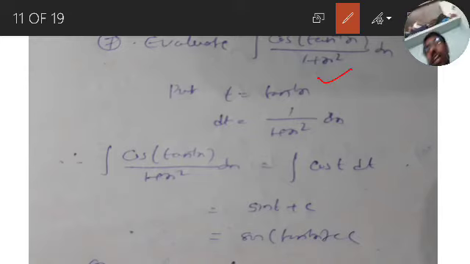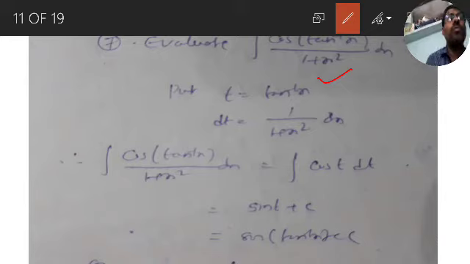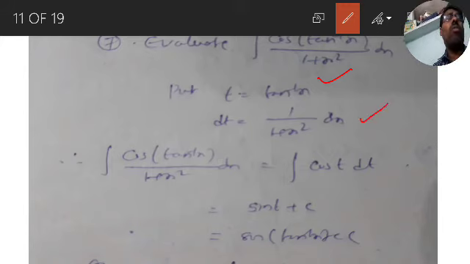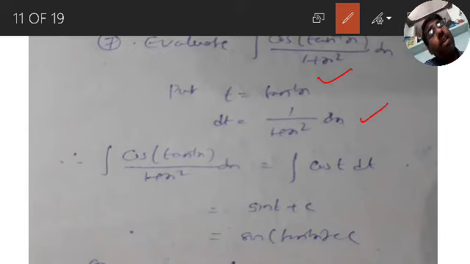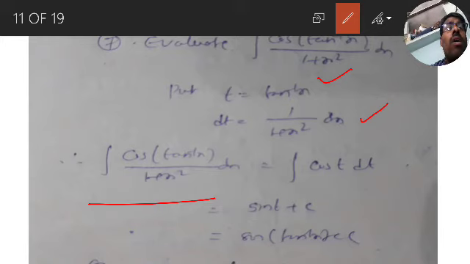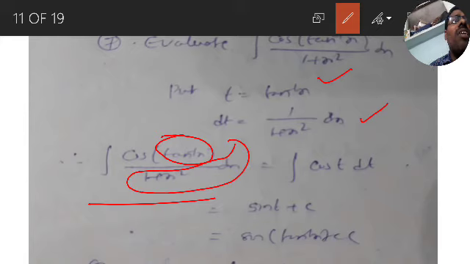The substitution is t is equal to tan inverse x. What is the derivative of tan inverse x? Yes, in the previous problem itself we came across that the tan inverse x derivative is 1 by 1 plus x square. Therefore dt is equal to 1 by 1 plus x square into dx. So put all these things in the given integration. That is integration of cos of tan inverse x by 1 plus x square: put t in place of tan inverse x, and 1 by 1 plus x square into dx is dt. So integration of cos t dt.